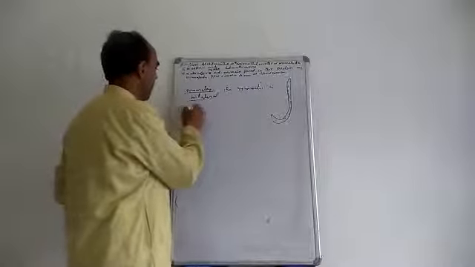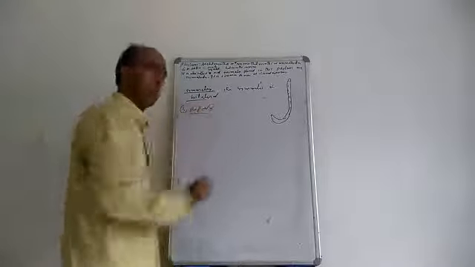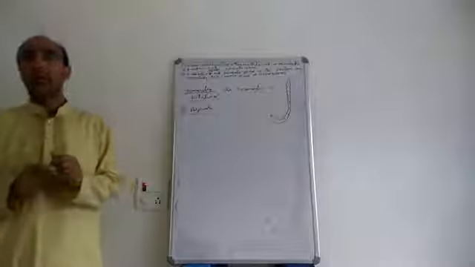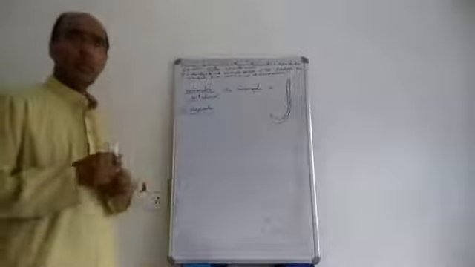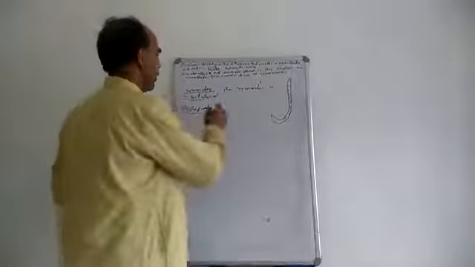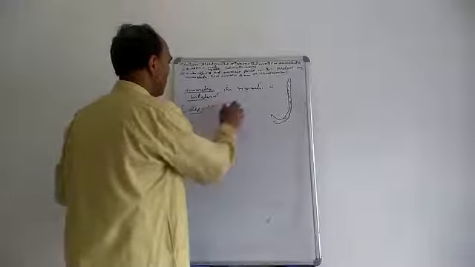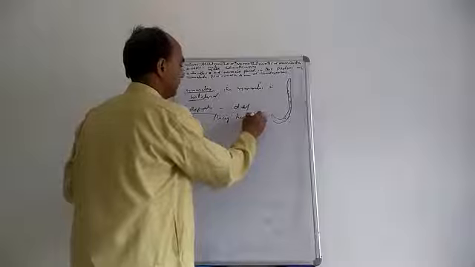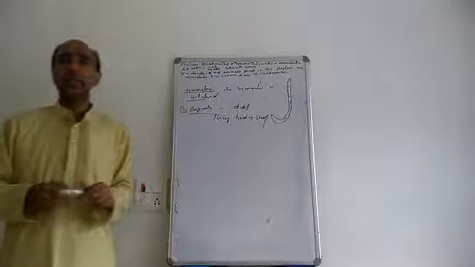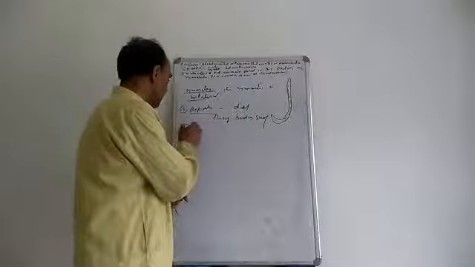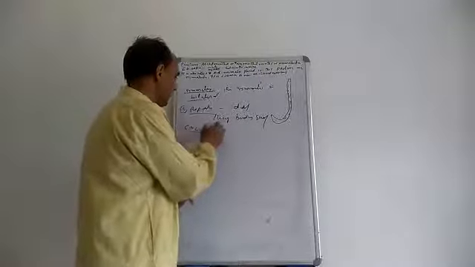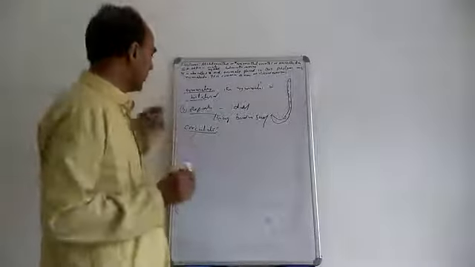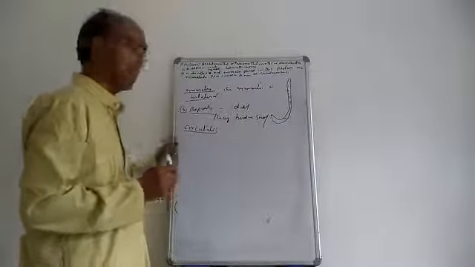Third point is respiration. How do they respire? Aschelminthes respire through the body surface. Respiration occurs by diffusion through the body surface. And another point is the circulatory system. The circulatory system in Aschelminthes is undeveloped or absent.